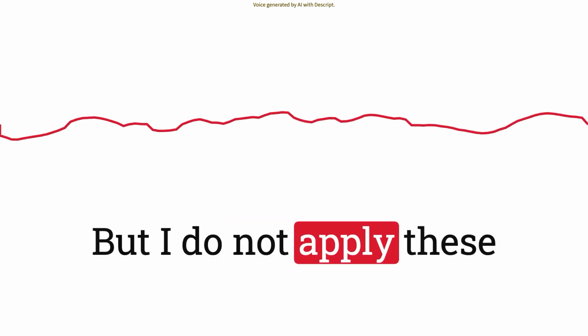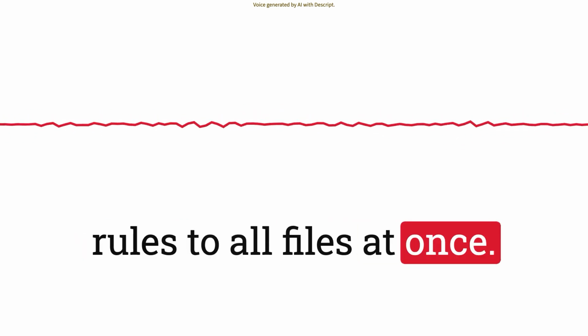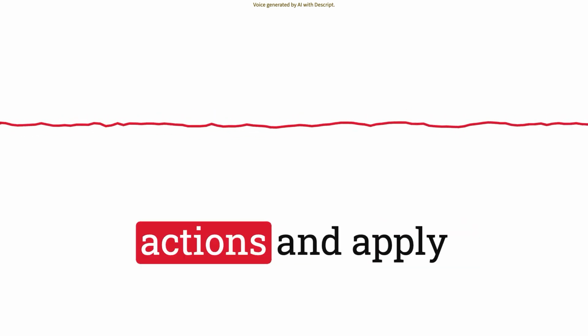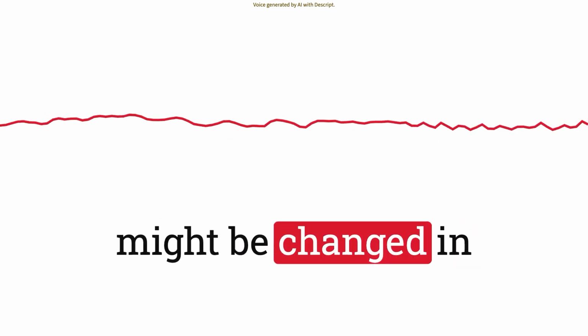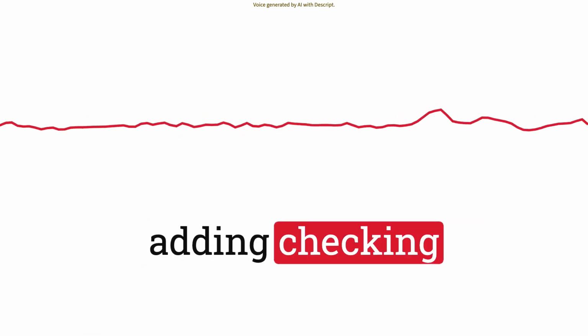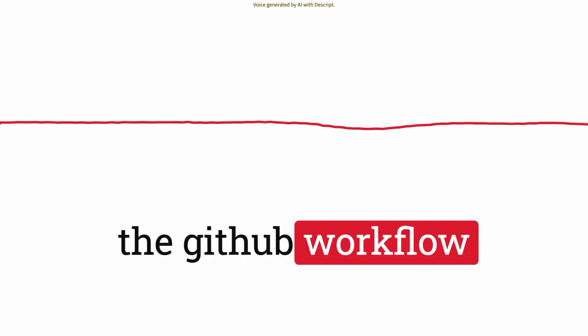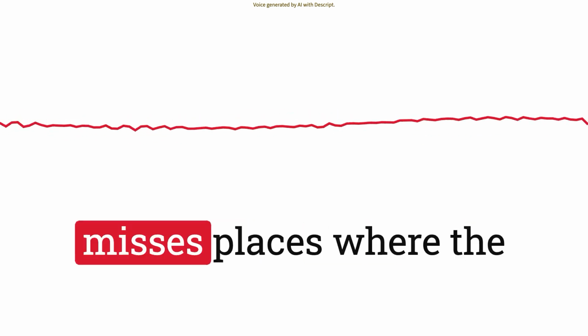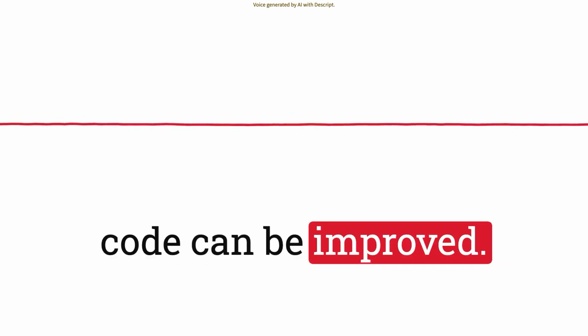But I do not apply these rules to all files at once. I prefer to take small actions and apply them to files that might be changed in the current branch. For example, I suggest adding checking with these tools to the GitHub workflow during the pull request. This will ensure that no one on the team misses places where the code can be improved.